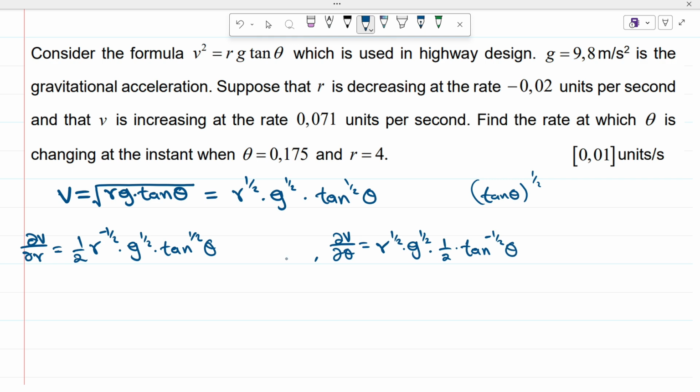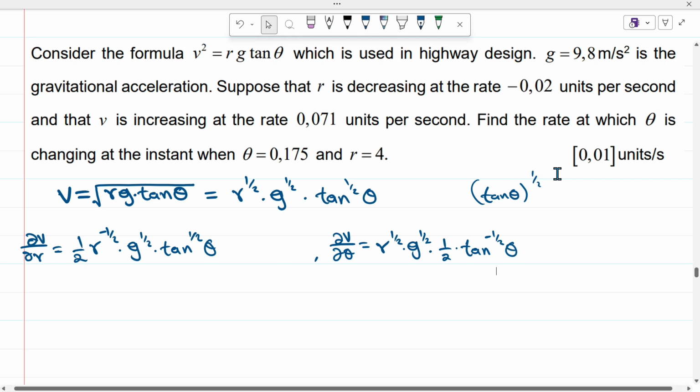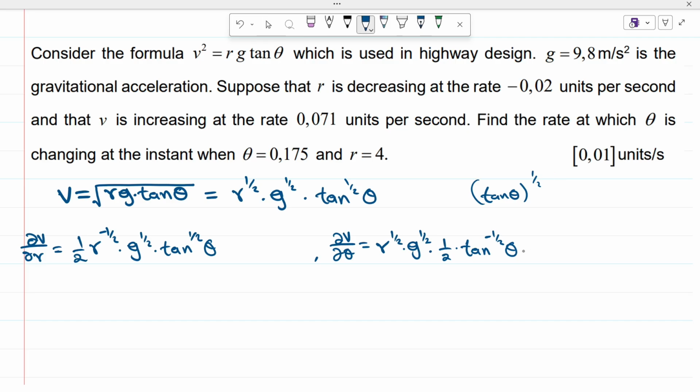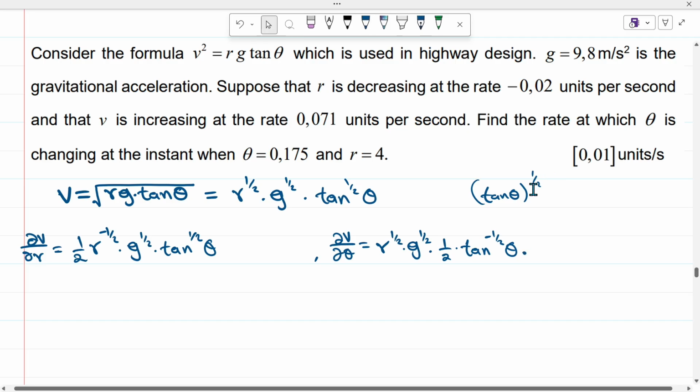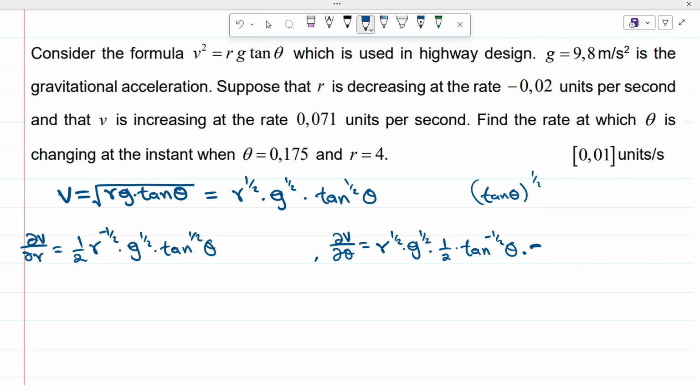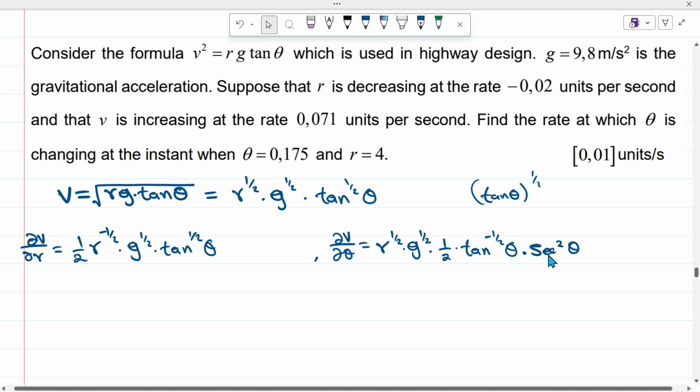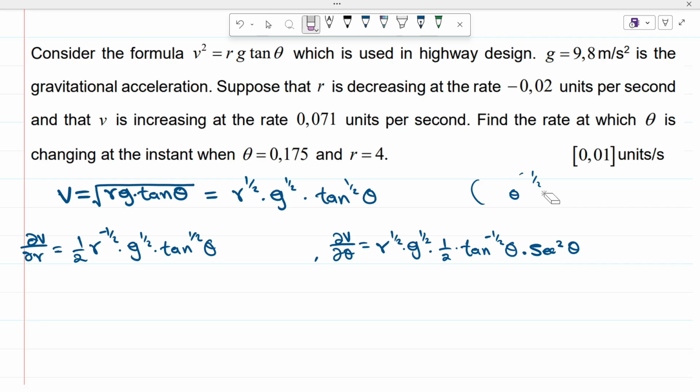to the power negative half, because we subtract 1 from there, and then we get negative half. Then we differentiate the inner function, which is tan. So that's going to be sec squared of theta, just like that. And then from here, we have the partial derivative of that with respect to that. So what else is needed here?